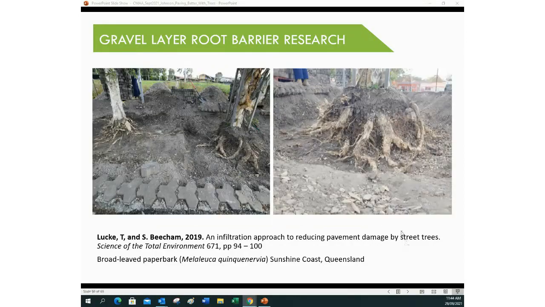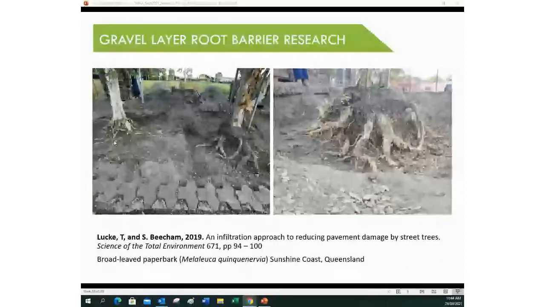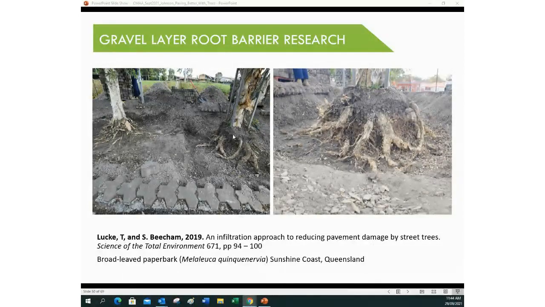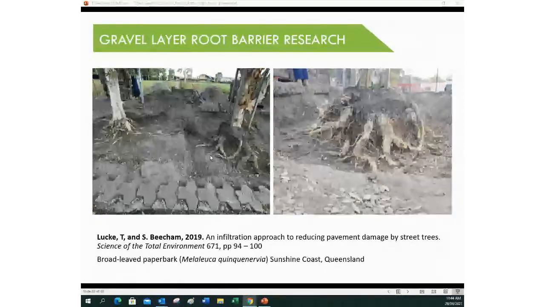But permeable paving, this tree here on the left had a 100mm deep permeable pavement, 100mm deep gravel base under the permeable pavement. And you can see the roots have grown under the gravel. This tree had a 300mm deep gravel base. Roots grow straight down, descend at the edge of the gravel, and horizontal beneath the gravel base.